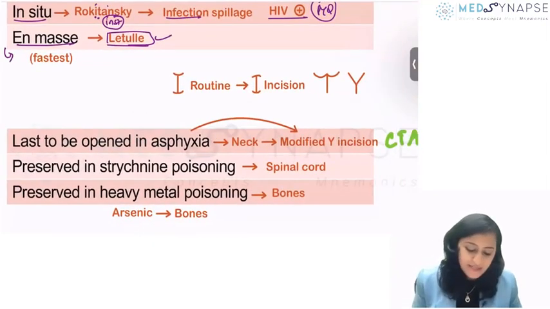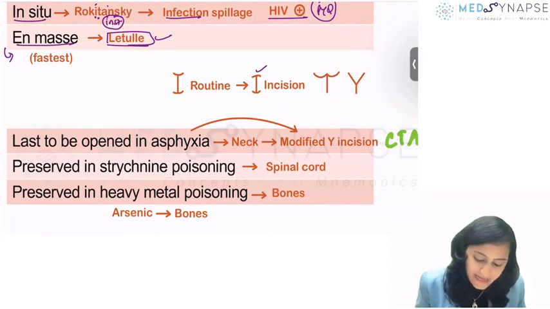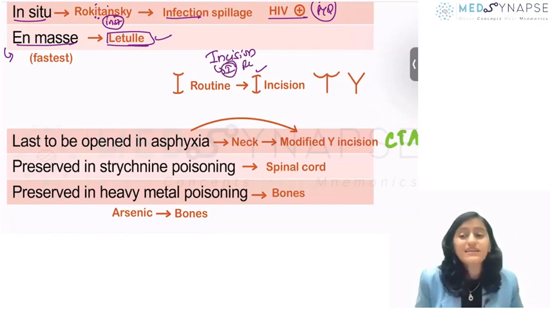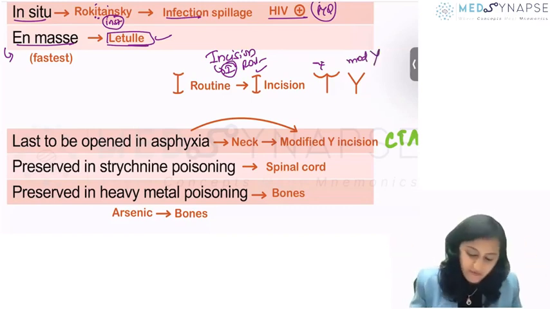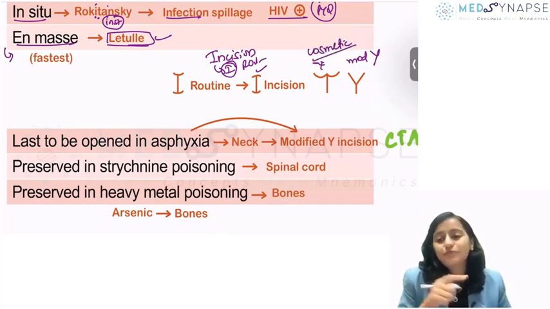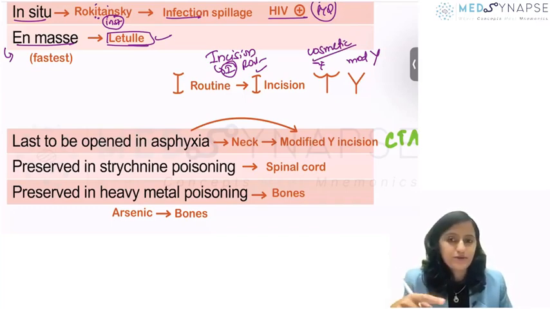The routine incision that is done for autopsy is what incision? The I. Remember, incision starts with I. So the routine is the I. The other that you have is the Y-shaped and the modified Y-shape. The Y-shape is for a better cosmetic one. In Y, it is below the mammillary line, okay, below the breast fold.